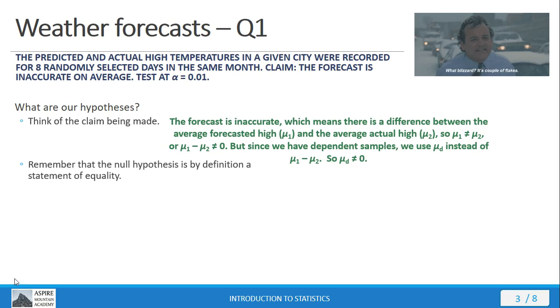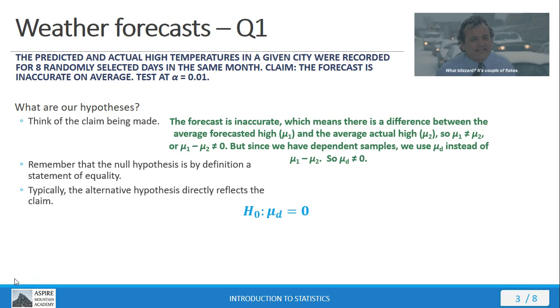The null hypothesis is by definition a statement of equality, and so we can just write that simply as mu d equals 0. Typically, we take the alternative hypothesis as the claim itself, and that's what we want to do in this case. There's no semblance of equality here. Not equal to means you're not equal to. It's only when you're looking at the or equal to that there's a semblance of equality.